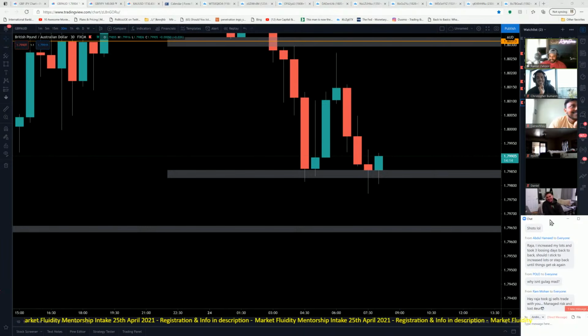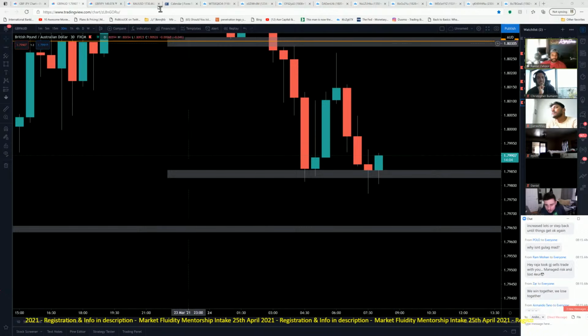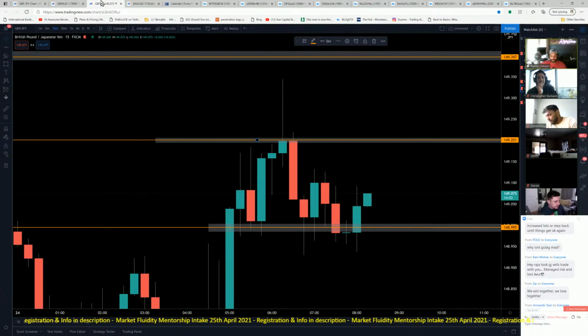I increased my lots and took 3 losing days back to back. Should I stick to increased lots or step back until things are okay again? I think if you took losses, you need to take a look at what you could have done differently and what you missed when you took those losses. That's what you need to look at, and then you've got to see how you can learn from those losses.